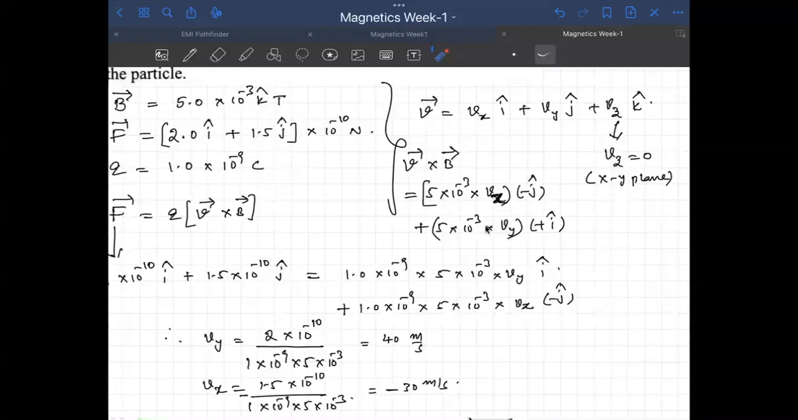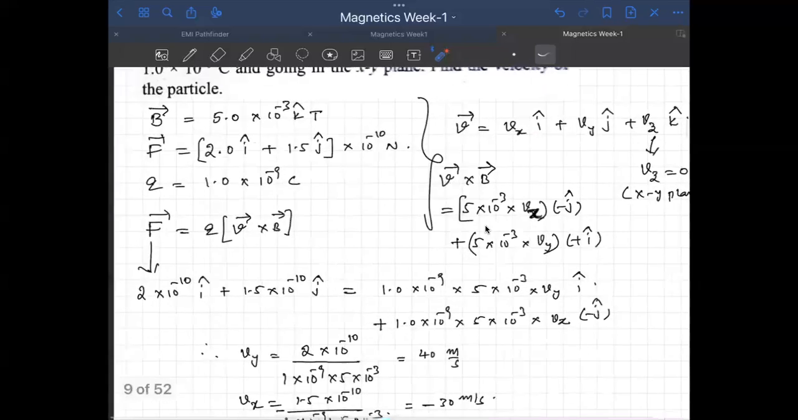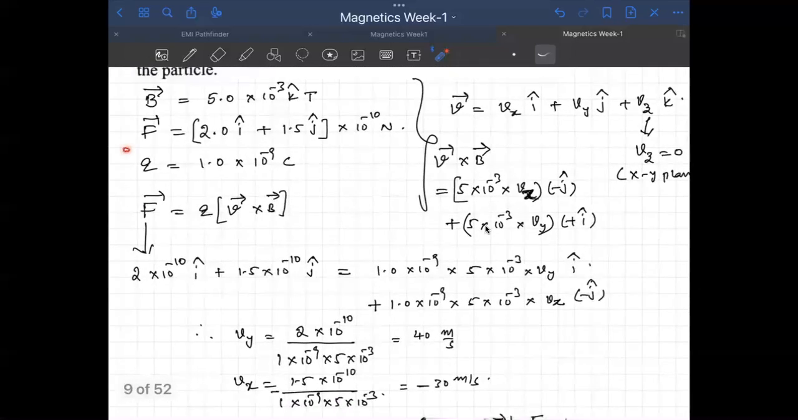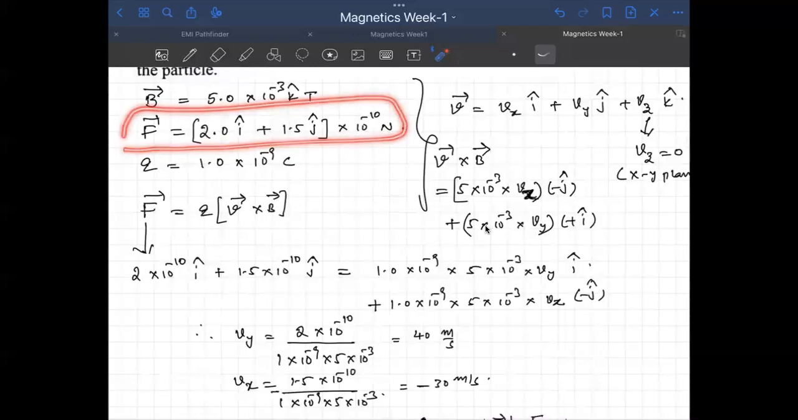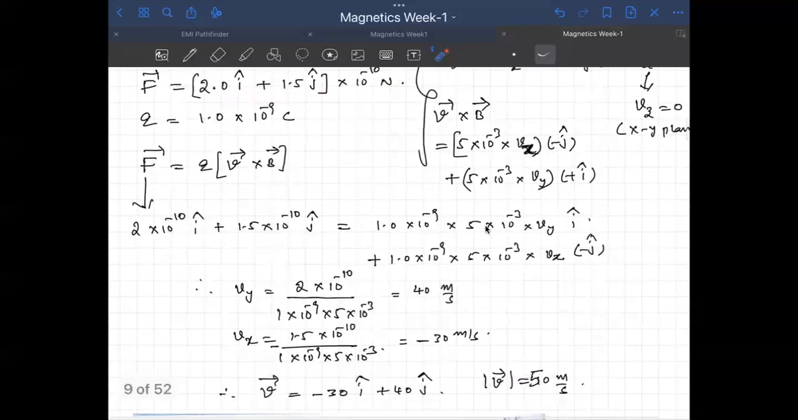Pakka. Into charge gives force. But you have given me force, by the way. What I am going to do is, I will multiply charge with this term. So I will get some i cap component and some j cap component. Now I will equate this i cap component with this, and this j cap component with this. That allows me to find Vy and Vx. Here I have Vy, here I have Vx.